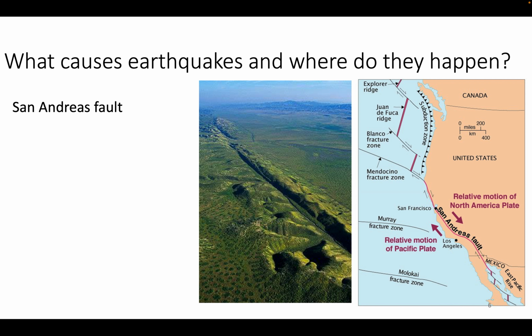What causes earthquakes and where do they happen? The San Andreas Fault, shown here, is one of the most famous examples. In California, there are two plates, the Pacific Plate, shown on the left, and the North American Plate on the right. The Pacific Plate consists of the Pacific Ocean floor and the California coastline. The North American Plate comprises most of the North American continent and parts of the Atlantic Ocean floor. The primary boundary between these two plates is the San Andreas Fault.